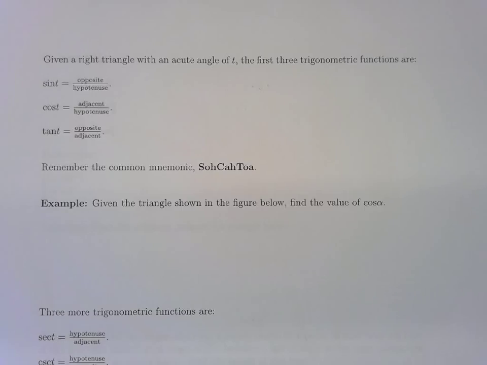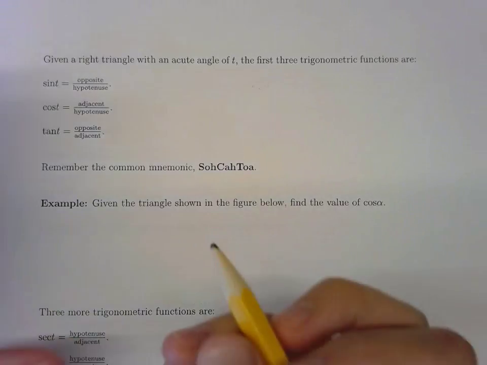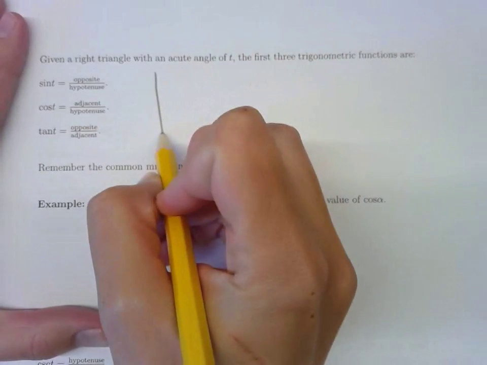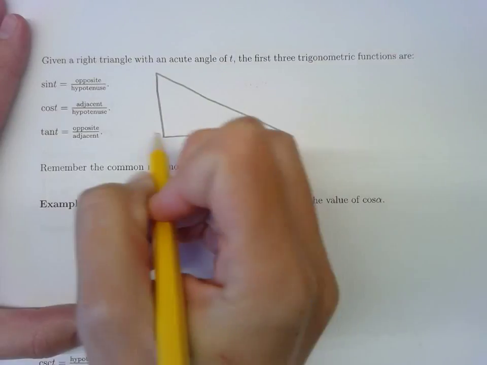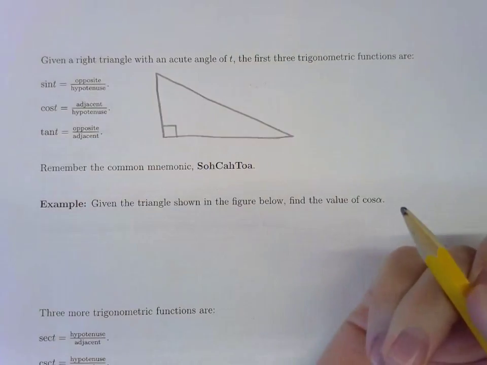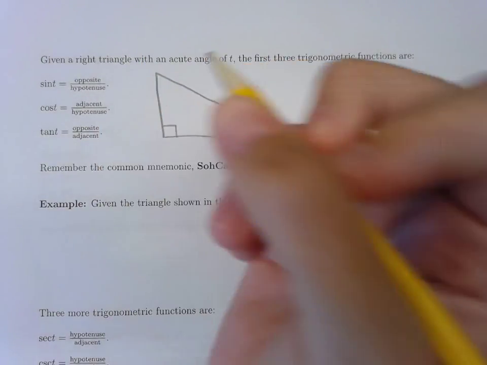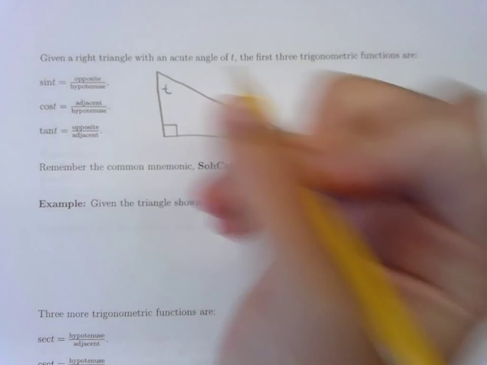we have sine t equals opposite over hypotenuse, cosine t equals adjacent over hypotenuse, and tangent t equals opposite over adjacent. Okay, so let's go ahead and break down this definition. We have a right triangle here. Okay, so here's our right triangle, and we have an acute angle t. They're both acute, so I'm just going to name this one acute.